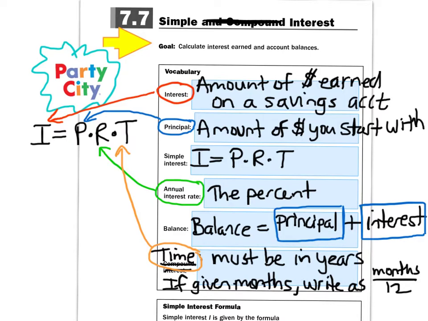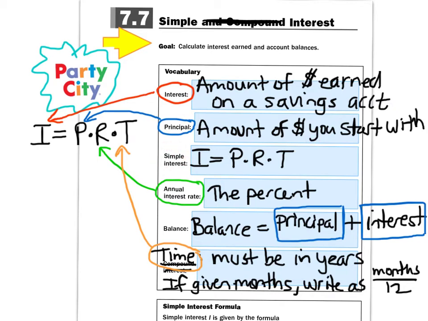Now you have to understand what all the letters stand for. So the I is the interest, and that's the amount of money earned, like on a savings account. If you have a savings account in the bank, remember the bank gives you a little bit of money because they're happy that they get to use your money. Okay, the principal, the P, is the amount of money that you start with.